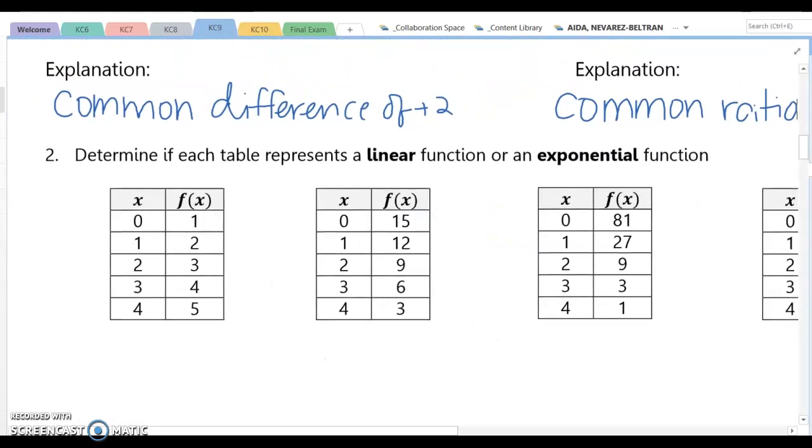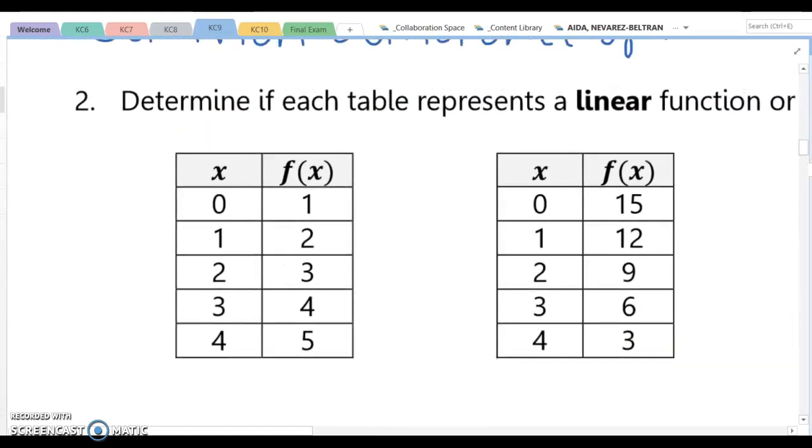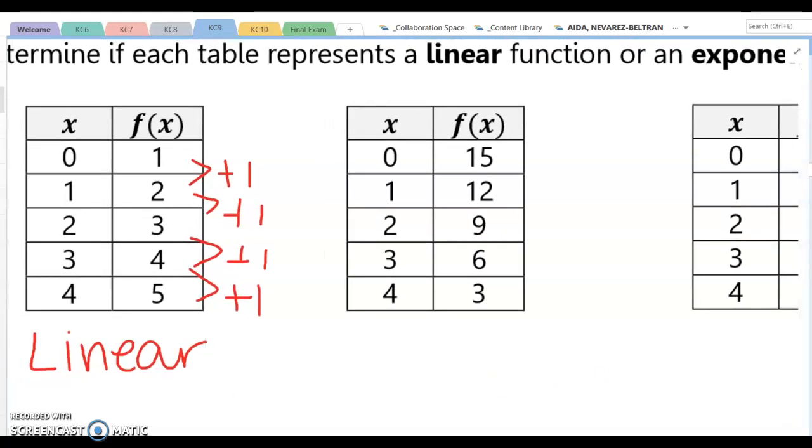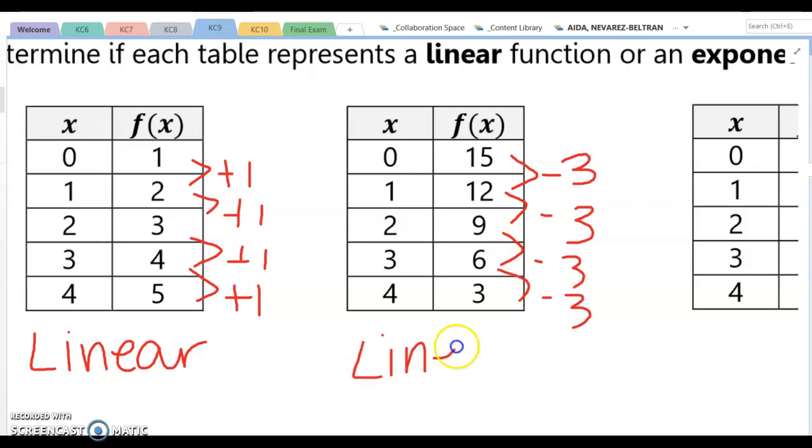So the next one, determine if each table represents a linear function or an exponential function. So this one, we just got 1, 2, 3, 4, 5, easy, right? We're just going up by 1. So it's linear because we are adding. Next one, we're doing 15, 12, 9, 6, 3. So with this one, we're just subtracting 3 to get to the next one. So addition and subtraction, that is still linear.